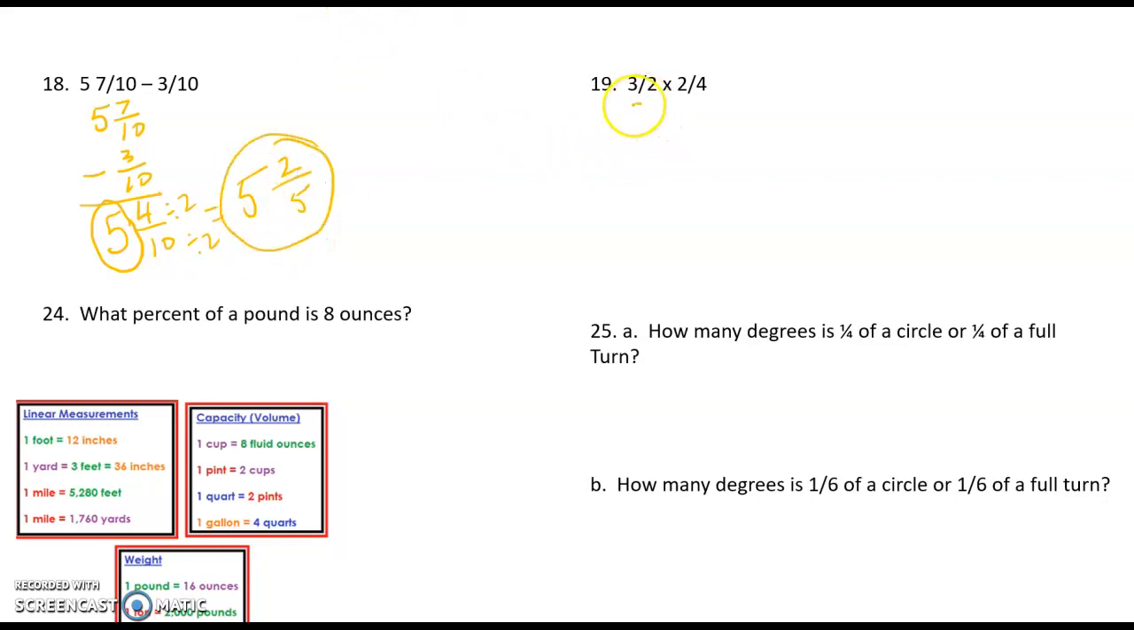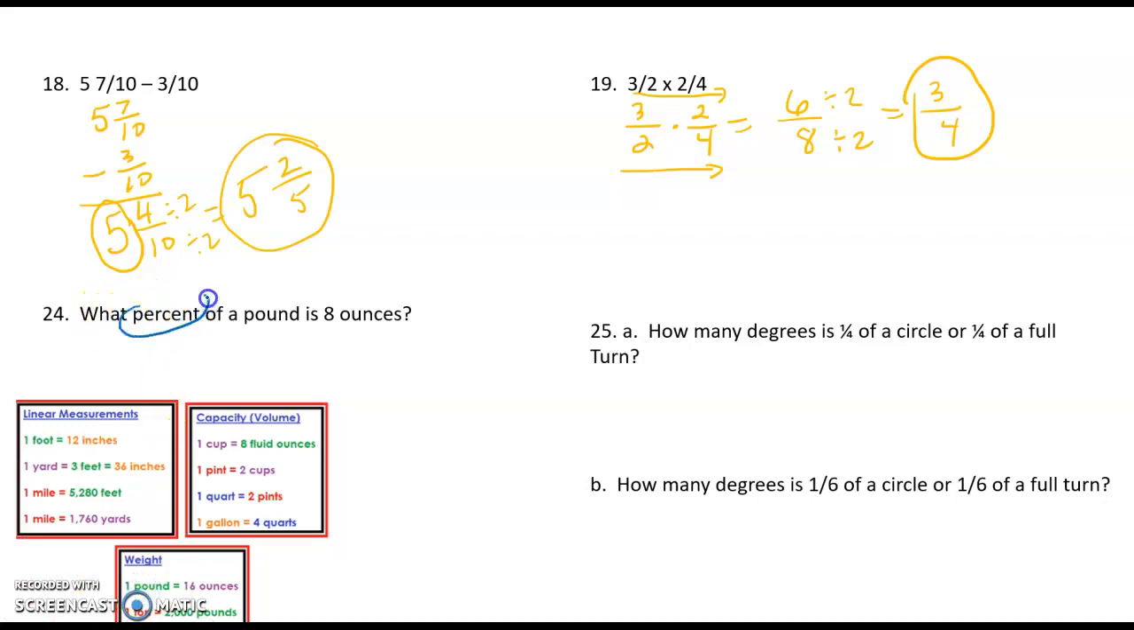All right, and here I have 3 over 2 times 2 over 4. I'm going to multiply across the top, which is 6. Multiply across the bottom, which is 8. Divide by 2. 6 divided by 2 is 3. 8 divided by 2 is 4. All right, let's change colors.